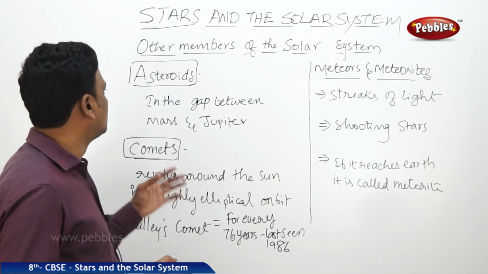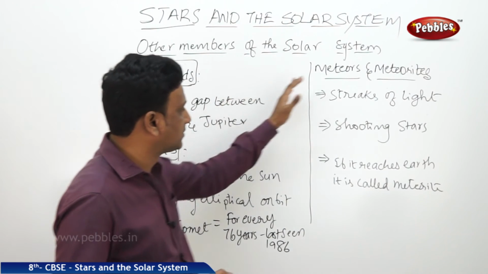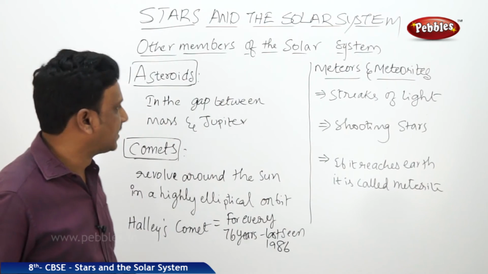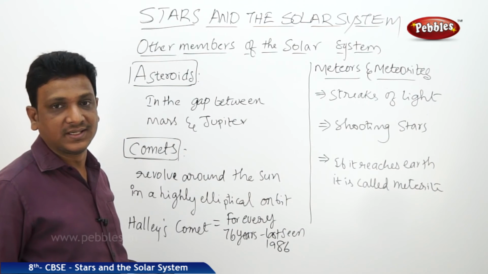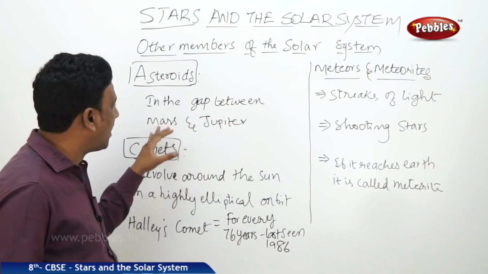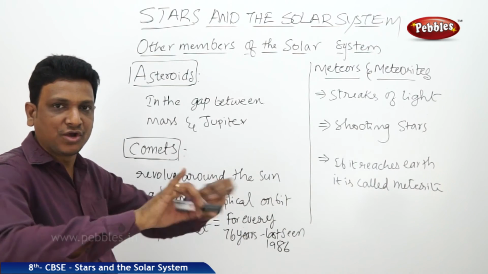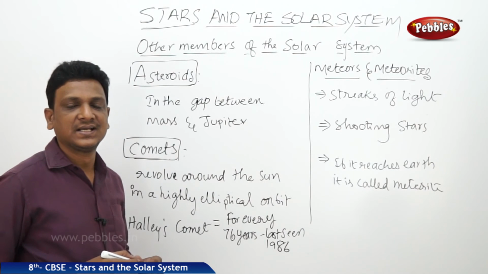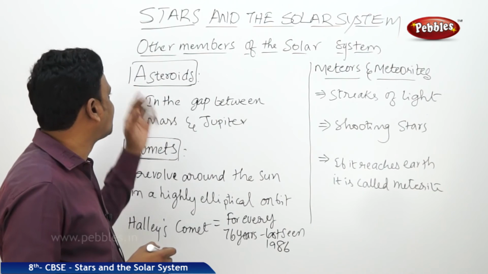In the solar system, along with the sun and planets, we see the asteroids, comets and meteors and meteorites. What are these? Asteroids are the bodies, dust and rocky material that is found in the solar system, especially in the gap between Mars and Jupiter. Between the orbits of Mars and Jupiter, there is a belt of rock and dust. So that rocky material is nothing but the asteroids.